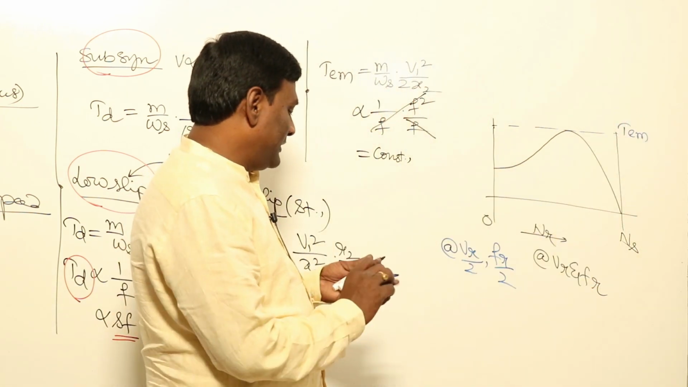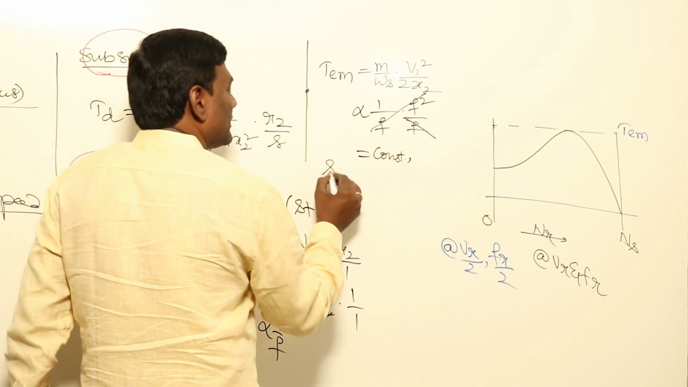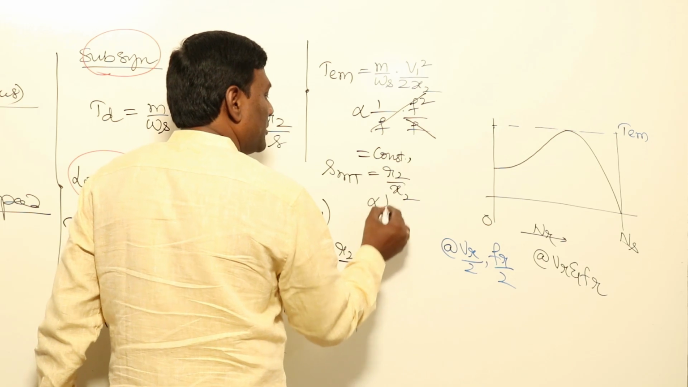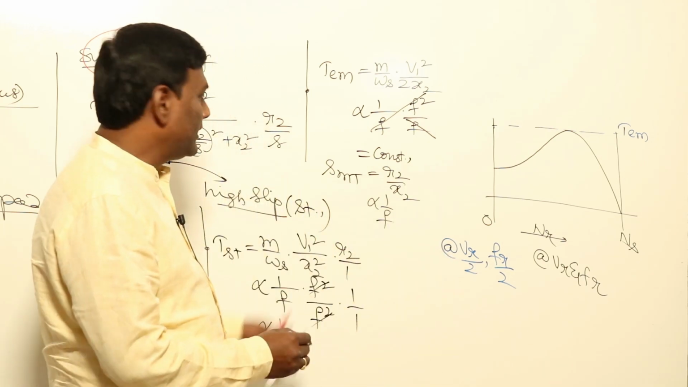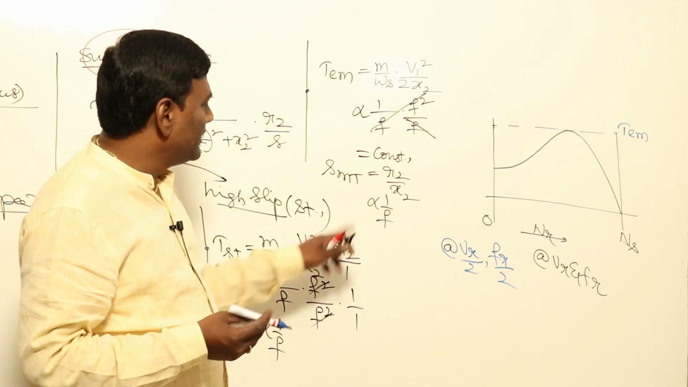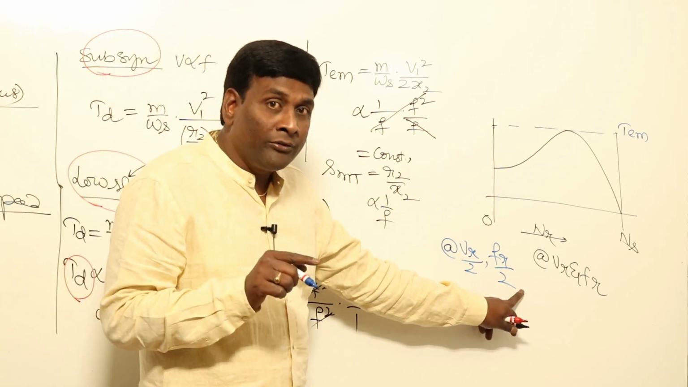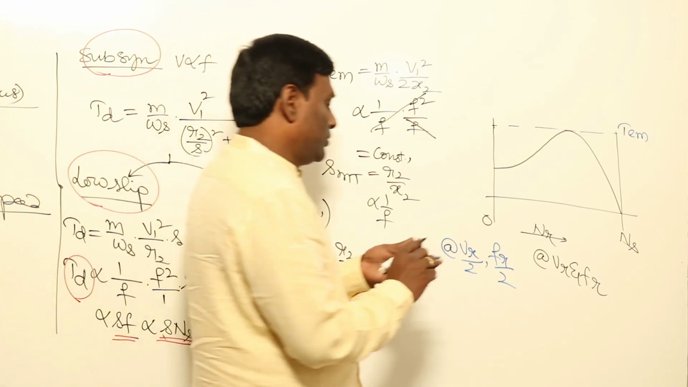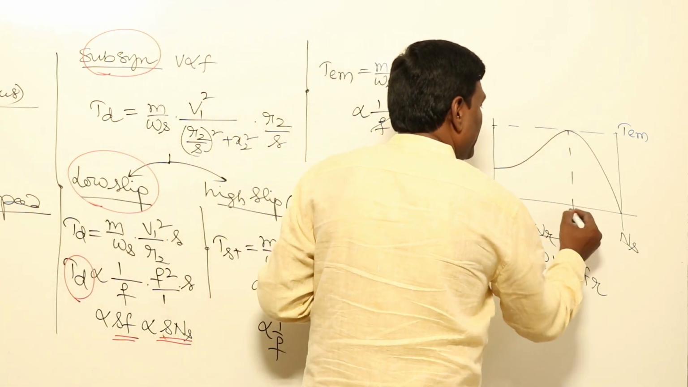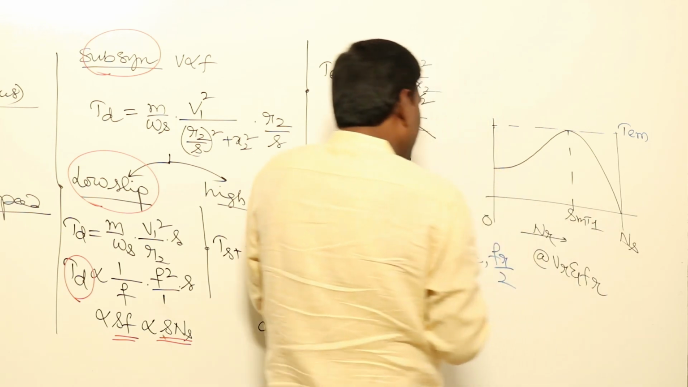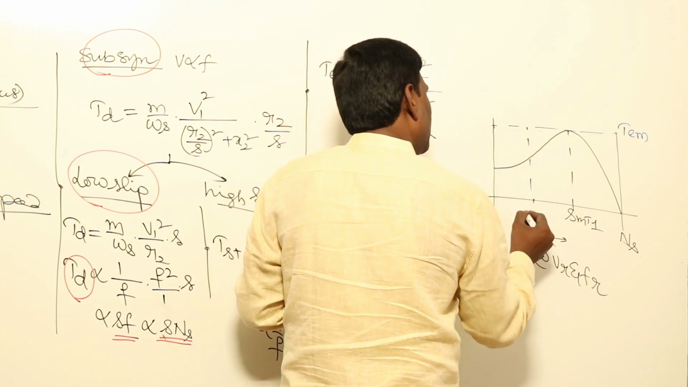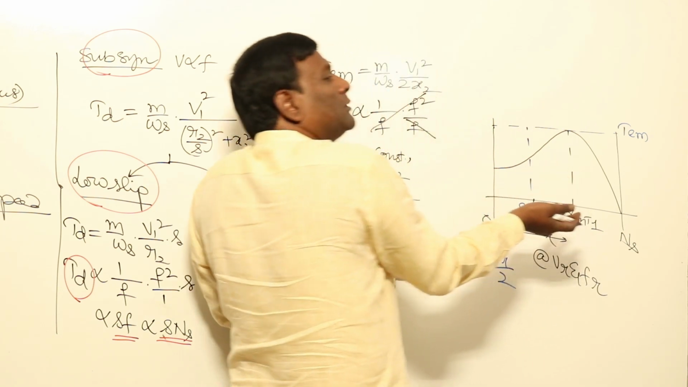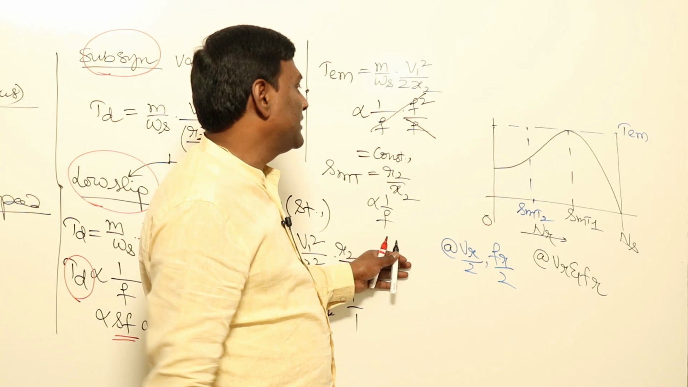Now let me calculate the slip at which maximum torque occurs. It equals R2 by X2, no? So it is directly proportional to 1 by F. R2 is constant, X2 is directly proportional to frequency. So for example, if frequency is half, the slip at which maximum torque occurs will be doubled. If I think of this as SMT1, SMT2 will be twice. So SMT2 is 2 times SMT1 for half of the rated frequency.